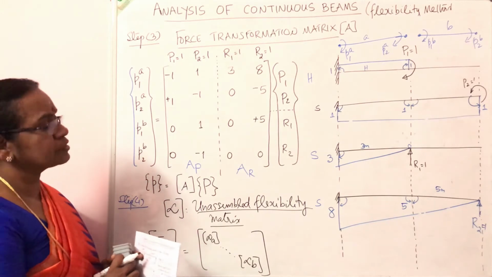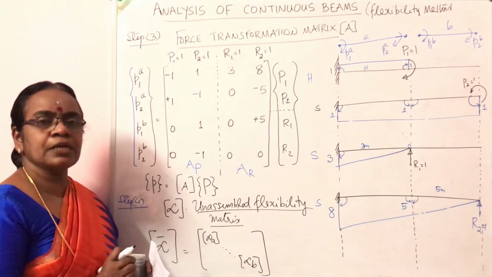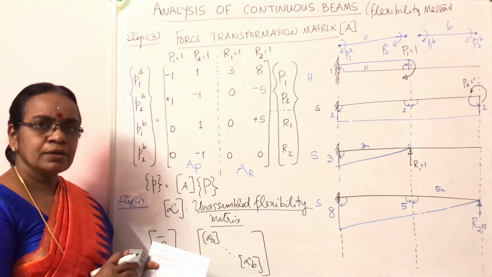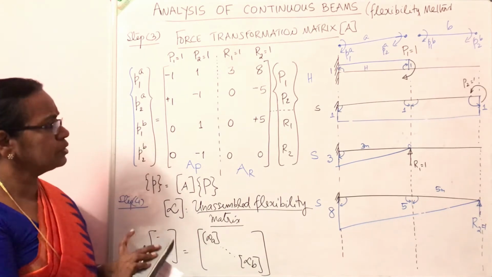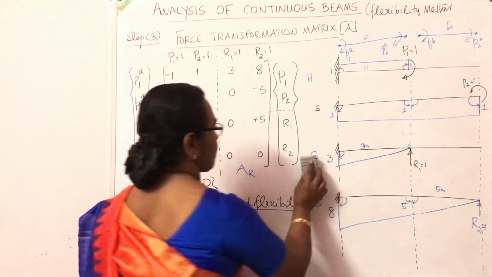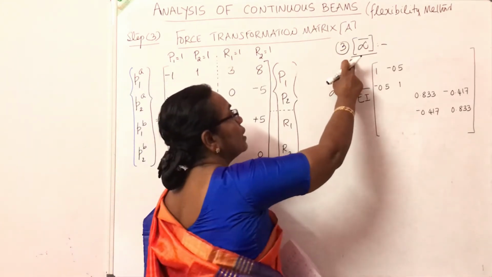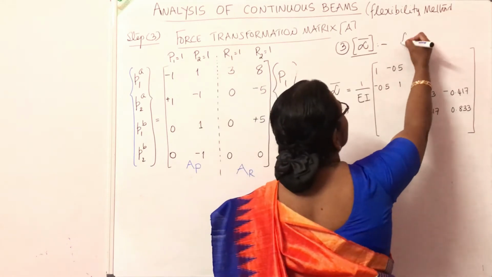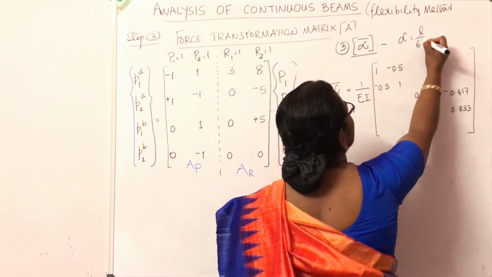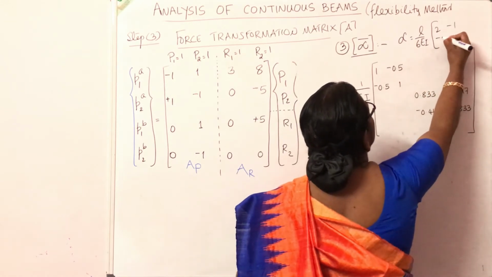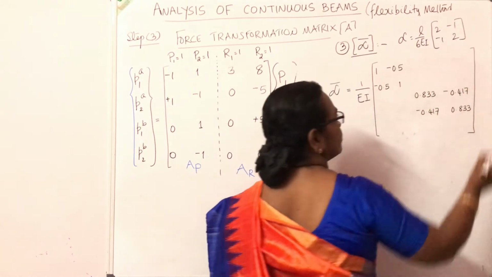You can derive the flexibility matrix for a beam element, you have already derived it. It is L by 6 EI into 2 minus 1 minus 1 2. So substituting those values, now you have written this alpha bar. I have calculated alpha, L by 6 EI into 2 minus 1 minus 1 2 for each of these elements.